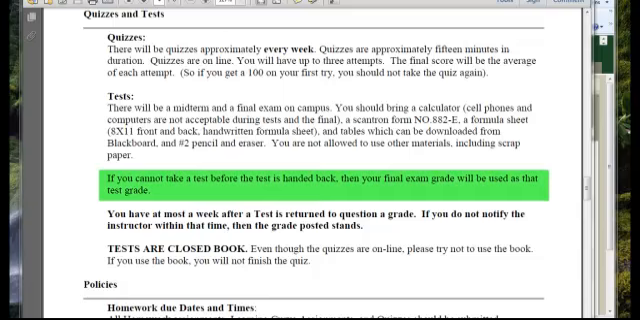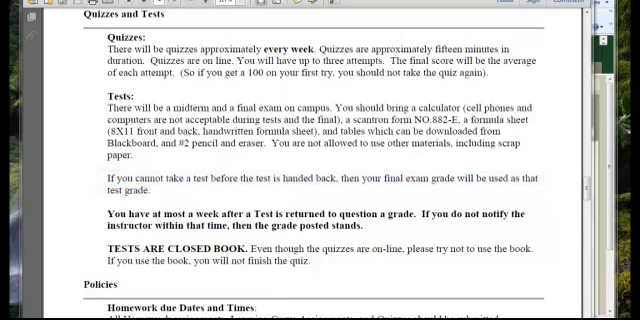Now, if you cannot take the test before the test is handed back, then your final grade, or the final, will be used as your test grade, as your midterm. Again, you have at most a week after a test is returned to question the grade. If you do not notify me within that time, then the grade posted stands. Period. There are no exceptions to that rule. Tests are closed book.